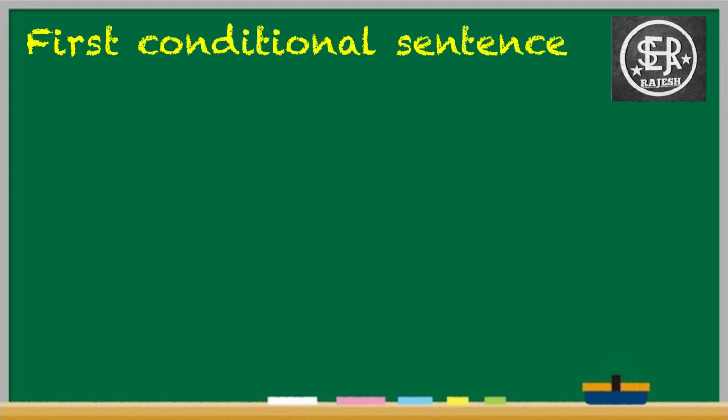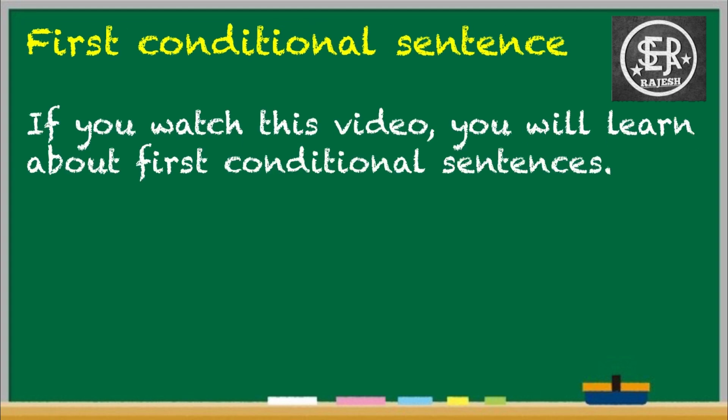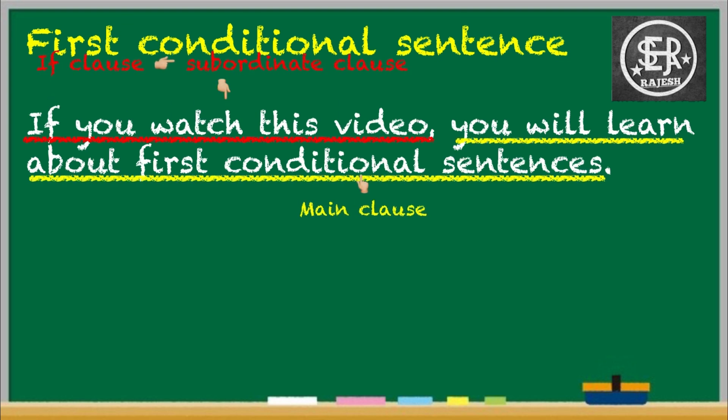First conditional sentence. If you watch this video, you will learn about first conditional sentences. We know what conditional sentences are. A conditional sentence has an if clause and a main clause. The if clause can also be called a subordinate clause. Why is this being said? Because it must contain an if clause. Why is this if clause called a subordinate clause? Because without the main clause, this if clause doesn't have a complete meaning. That is why they are called subordinate clauses.